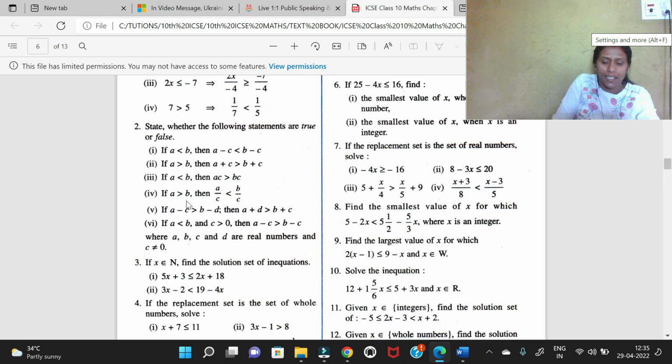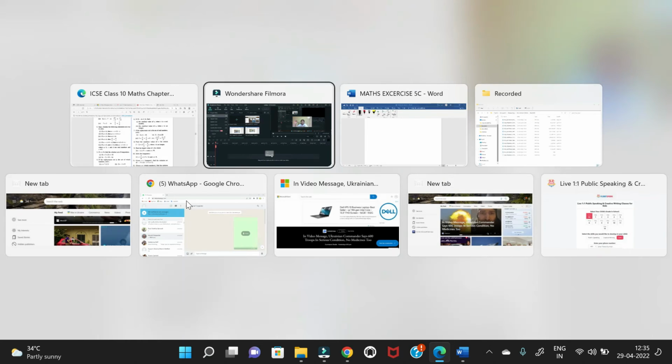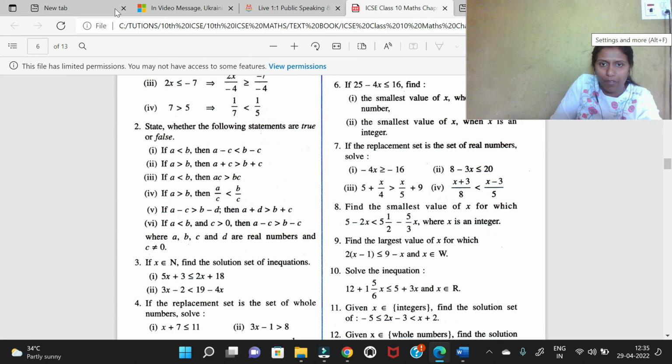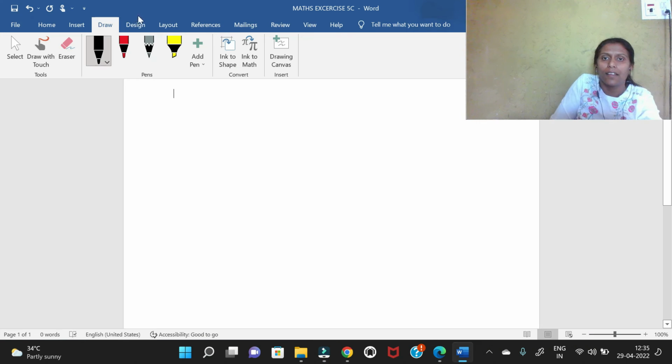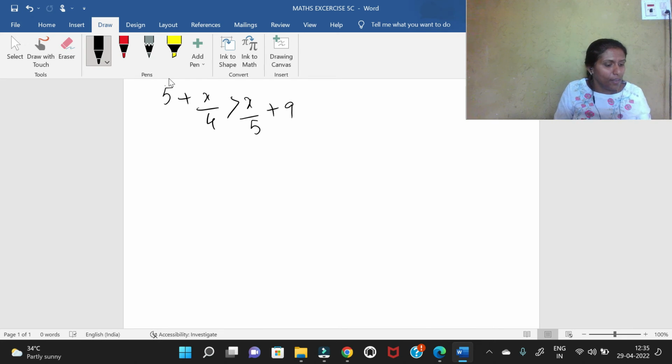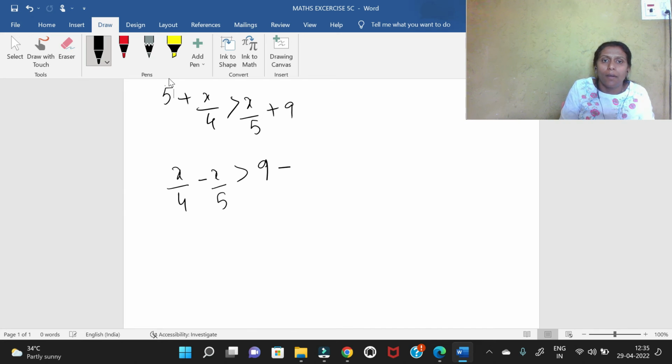It is 5 plus x by 4 greater than x by 5 plus 9. Here, that asks me to change the values: move to the left side, move to the right side. What do I do? X by 4 as it is, I'll keep minus x by 5, moving from right to left, so by changing the sign, greater than 9 minus 5.